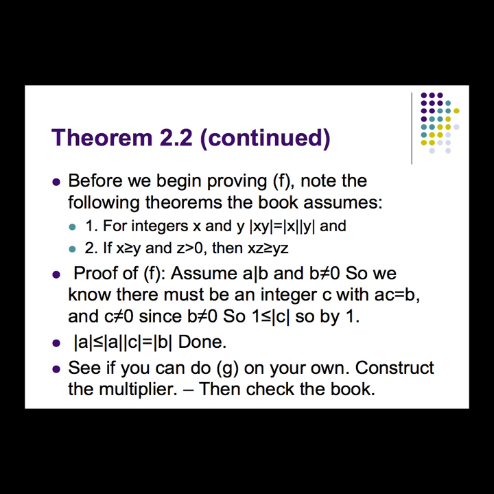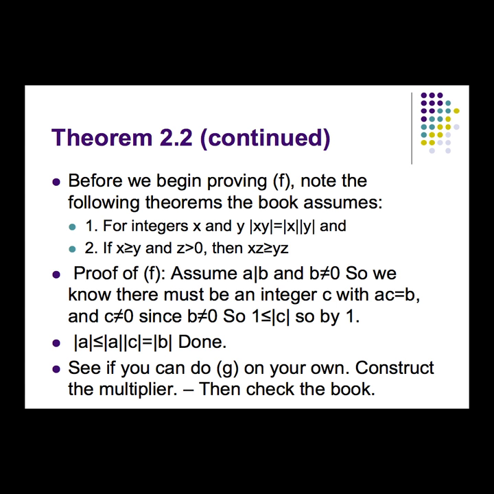Let's talk about f. This is actually in the textbook, but he assumes a couple things that I want to point out, and then I'll go through the proof. He assumes you know, first of all, number one, if you have two integers, x and y, then the absolute value of the product, xy, equals the absolute value of x times the absolute value of y. You can verify that just looking at the different cases of the different signs of x and y and using our definition of absolute value.